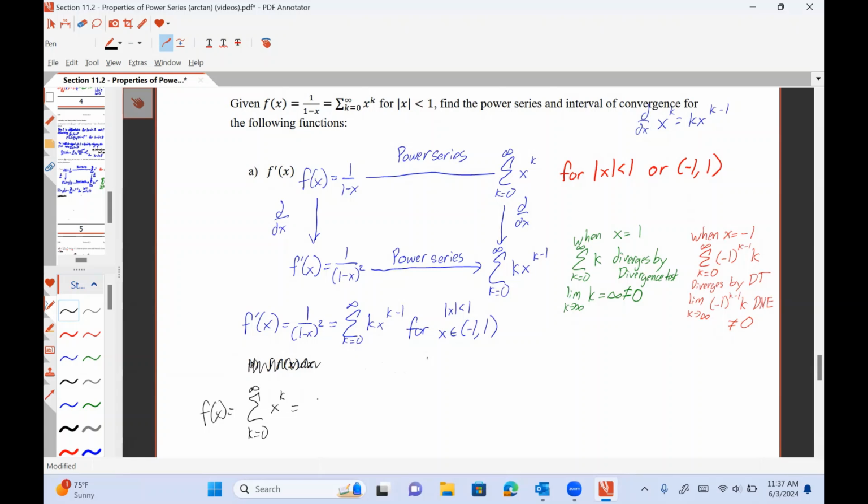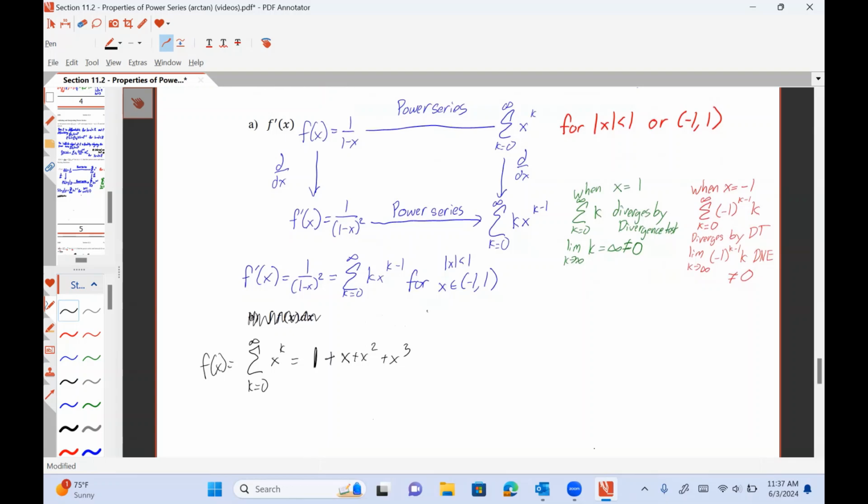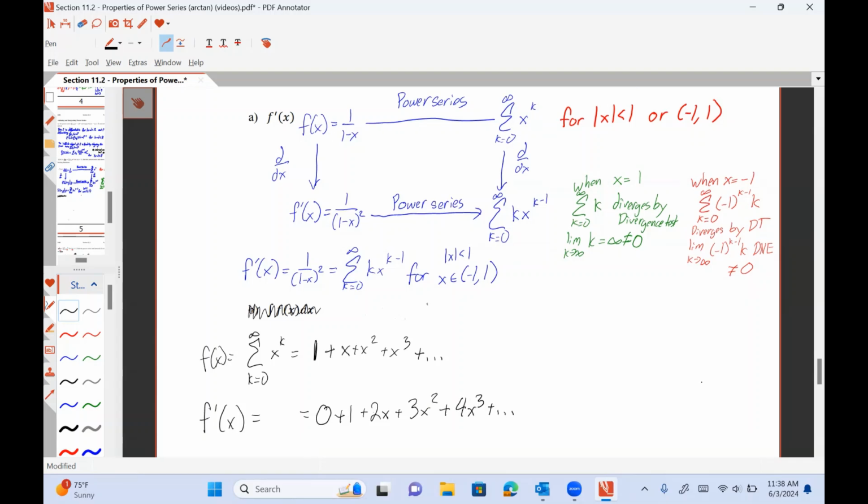So f of x equals the series k equals 0 to infinity of x to the k, which looks like x to the 0, we say is 1, plus x to the first, plus x squared, plus x cubed. And then when we take the derivative of this, the derivative of 1 is 0. The derivative of x is 1. Then the derivative of x squared is 2x, plus 3x squared. And then the next term would have been 4x cubed, and so on.